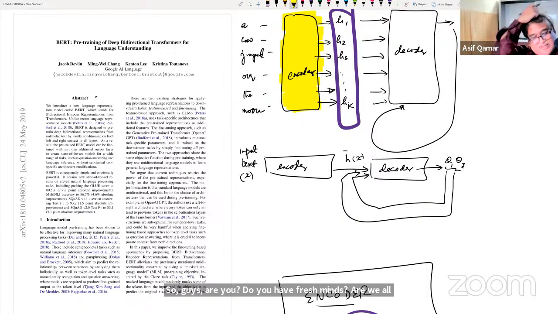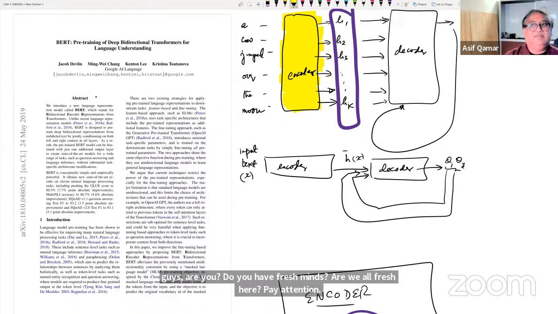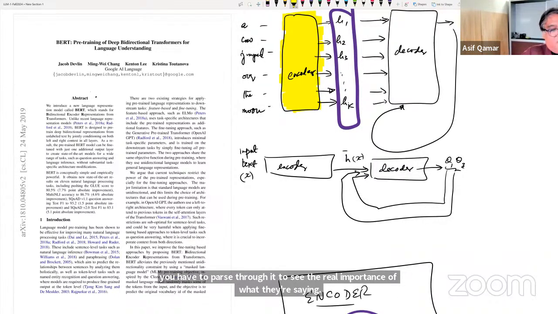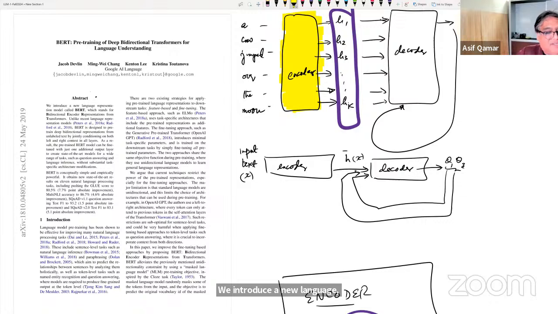Pay attention. It starts as typical research papers do. It doesn't start with hyperbole and so forth. Papers are very formal and understated, so you have to parse through it to see the real importance of what they're saying. "We introduce a new language representation model called BERT, which stands for Bidirectional Encoder Representations from Transformers."